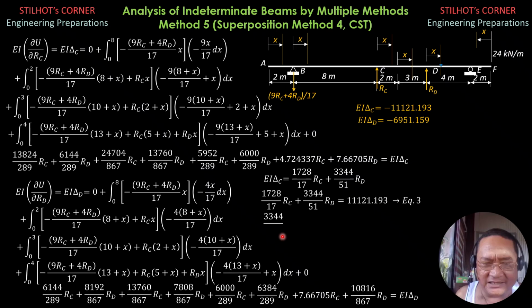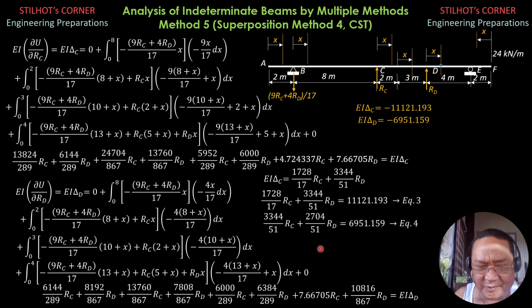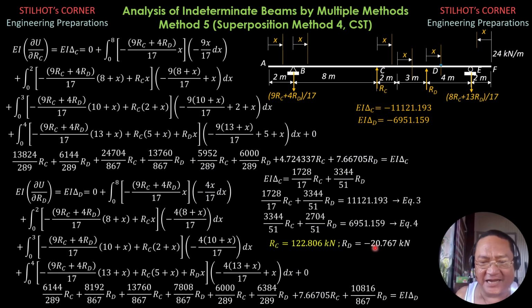So combining like terms, we have the second equation, 3344 over 51 RC plus 2704 over 51 RD equals, we equate it to the positive value here, 6951.159. Solving equations 3 and 4 simultaneously, we can now compute R sub C and RD. So it is 122.806 kilonewtons for R sub C and RD is negative 70.67 kilonewtons. For the deflection under the 20 kilonewton load, let's have it on the next slide.